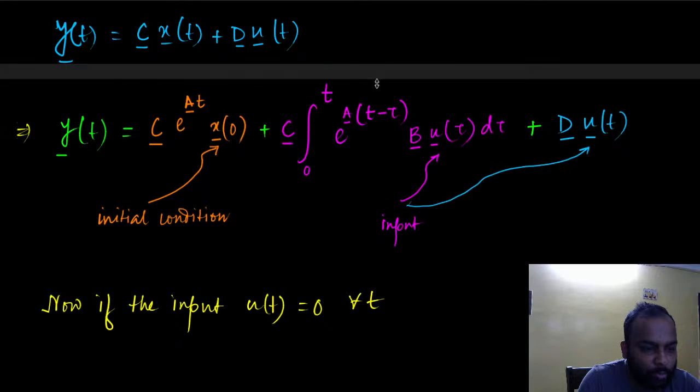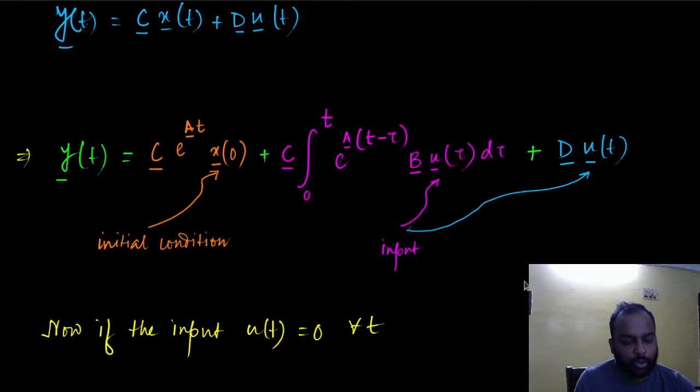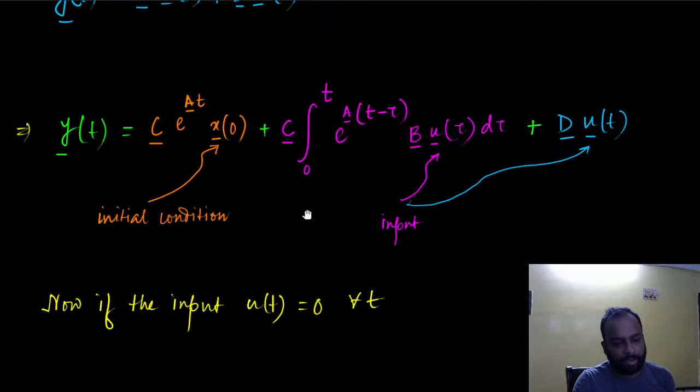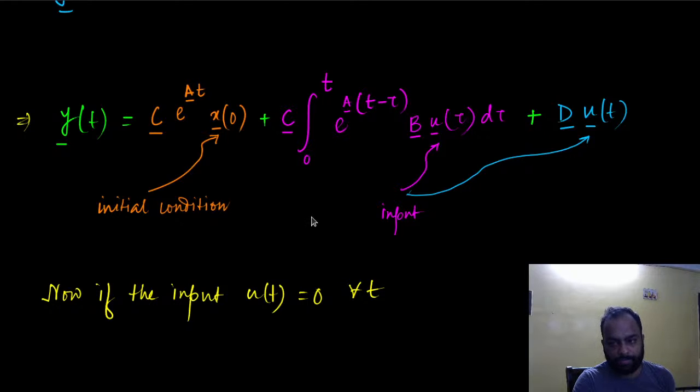Do I still get any output, or do I not? If I make the input equal to 0, do I still get any output? Do you understand my question? u(t) is 0 here, u(t) is 0 here, u(t) is 0 here, perpetually 0.